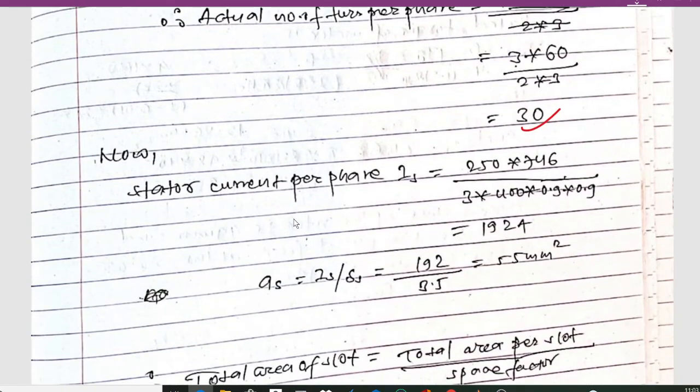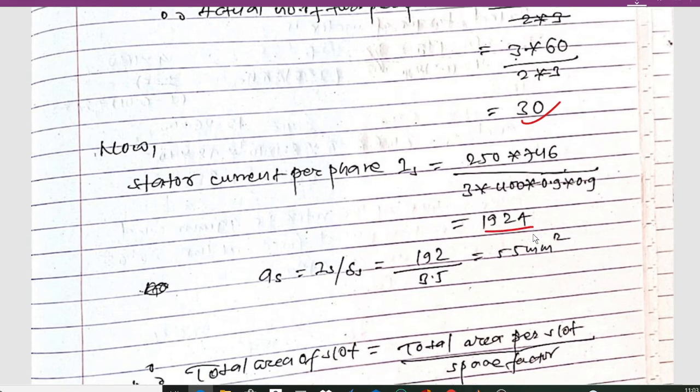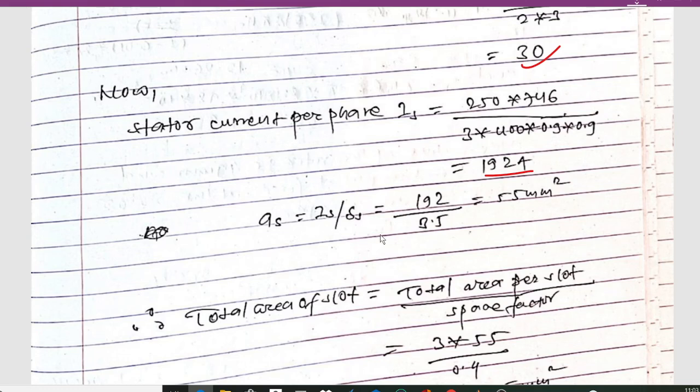Now the stator current per phase IS is 250 into 746 upon 3 into 400 volt, and the power factor and efficiency are also given as 0.9, so it will be 192 amperes. Now AS will be IS upon delta S. So 192 upon delta S, where current density is given as 3.5 ampere per mm square, so it will be 55 mm squares.